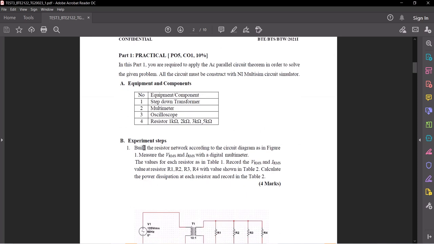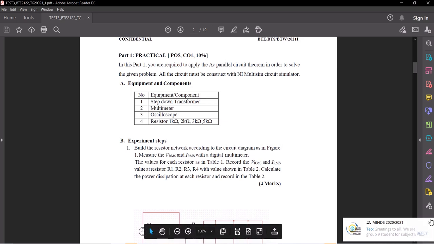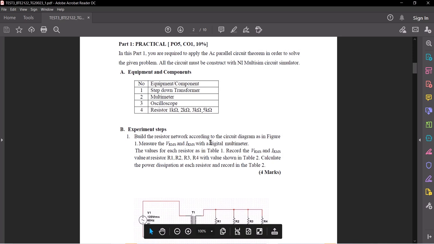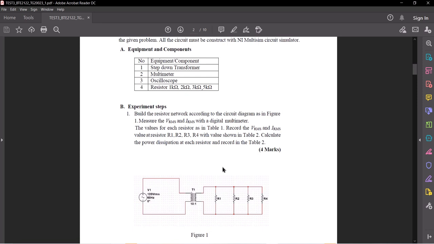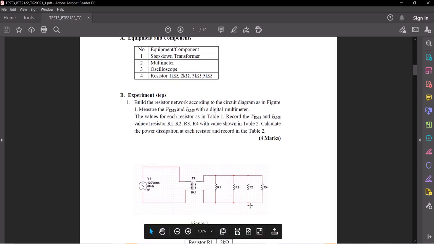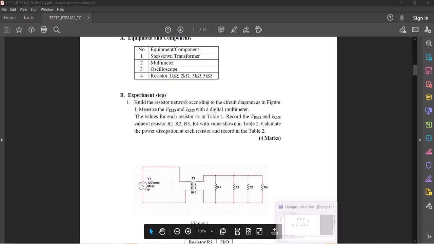First, we have to build the resistor network according to the circuit diagram as in figure 1, and measure the VRMS and IRMS with a digital multimeter. Then we record the VRMS and IRMS, and also calculate the power dissipated at each resistor and record it. So this is the circuit of figure 1, and let's go to Multisim.